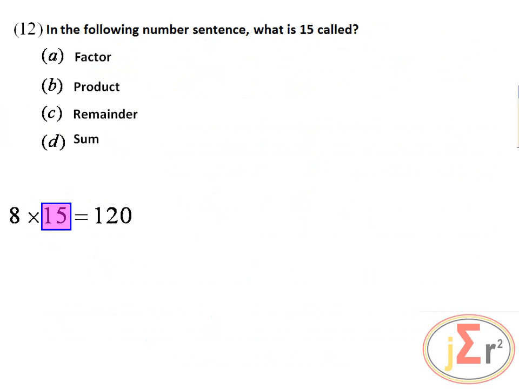In the following number sentence, what is 15 called? Factor, product, remainder, sum. It is called what? Factor. Right, it is a factor as we discussed before. So we will not have to go through a lot of rigmarole just to say why it is a factor. We may just say that it is a factor and we are done.